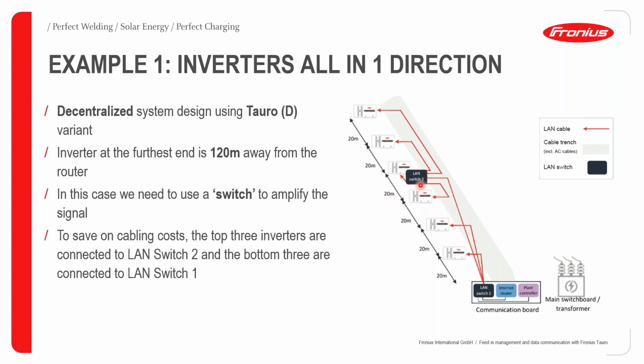Please do note that you will have to connect LAN switch 2 to LAN switch 1. Then LAN switch 1 will be connected to the internet router so that it can send all its information to SolarWeb, and it will also be connected to the plant controller so that it can be controlled by a third-party device.